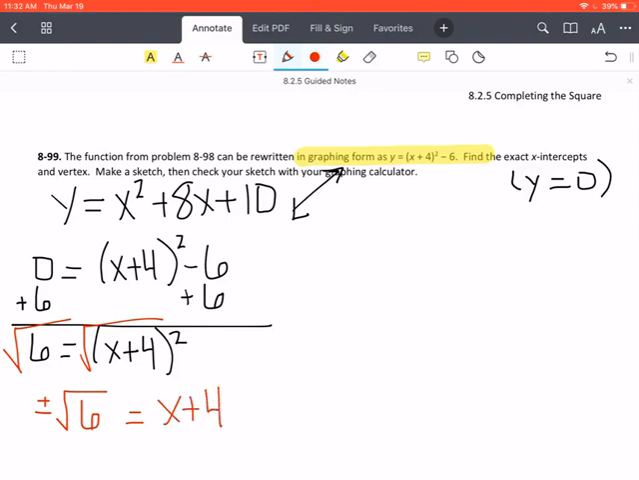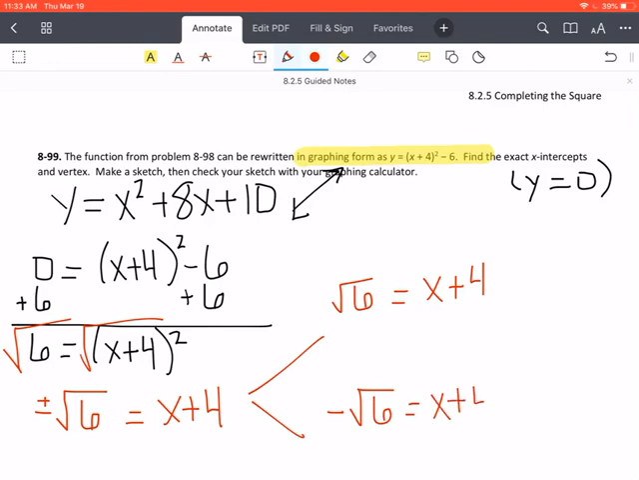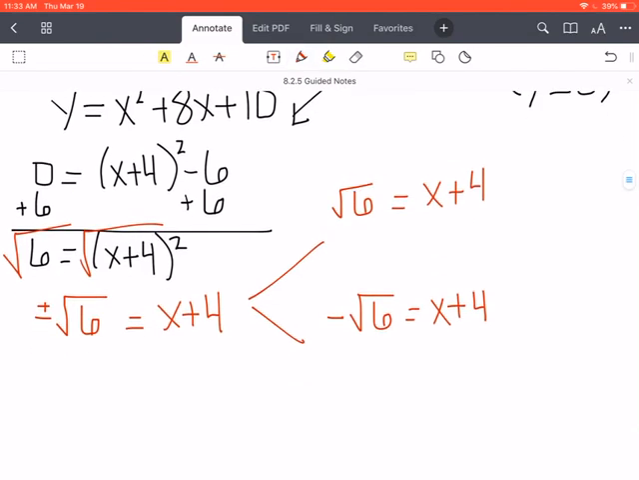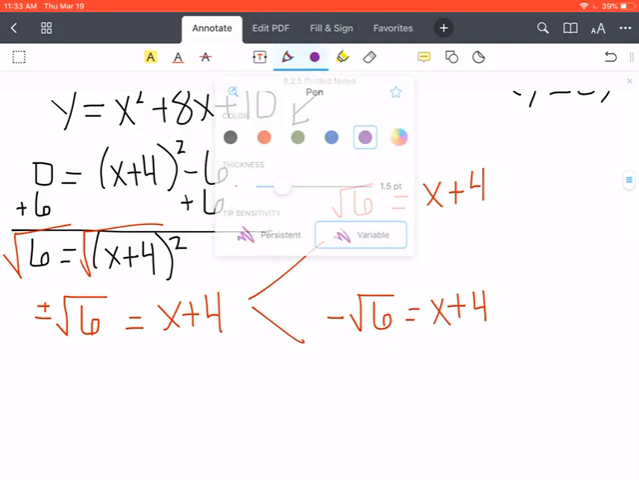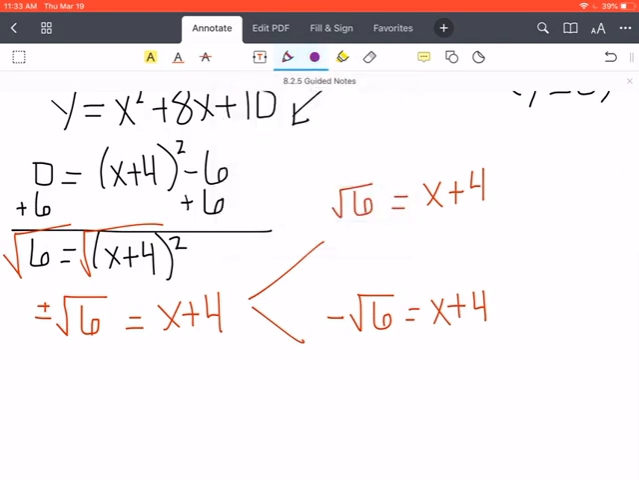At this point, we know that 2 equations or 2 x-intercepts are going to sprout from what we're doing. So we have what we can also call mini equations when we're working with graphing form, and we can rewrite this as the square root of 6 equals x plus 4, and also negative square root of 6 equals x plus 4. But again, please pay close attention to the negative being outside of the root. So both of these equations are going to be solved in the same way, but the negative outside is going to make them different numbers.